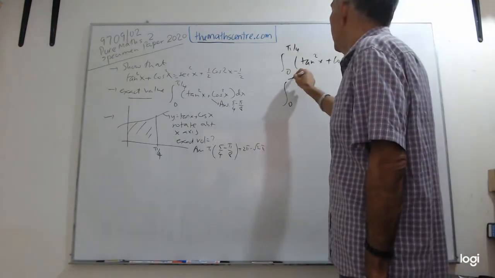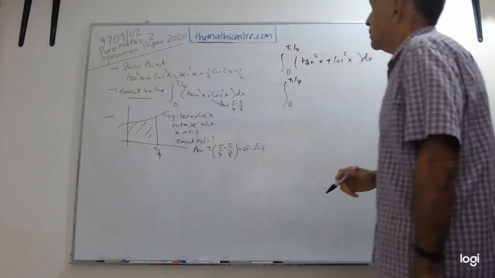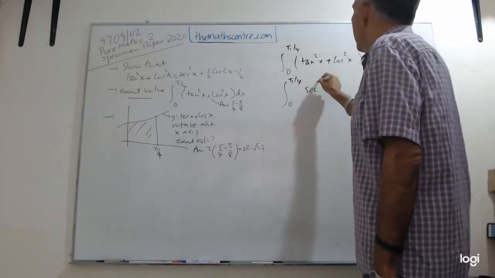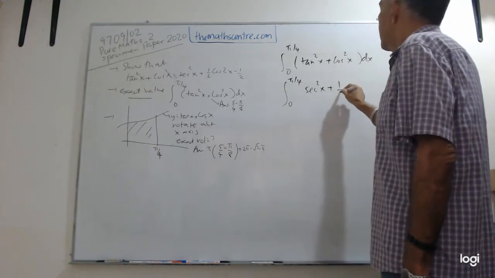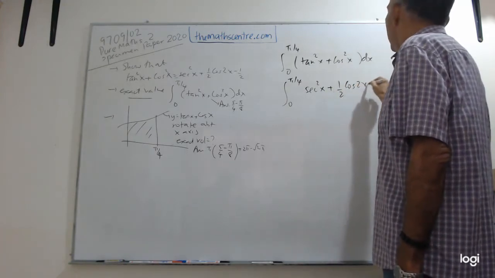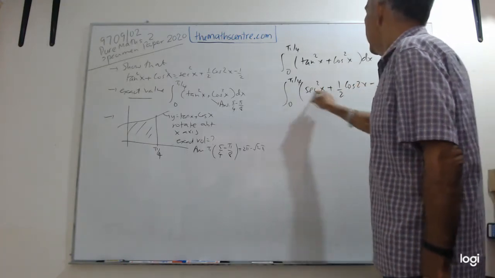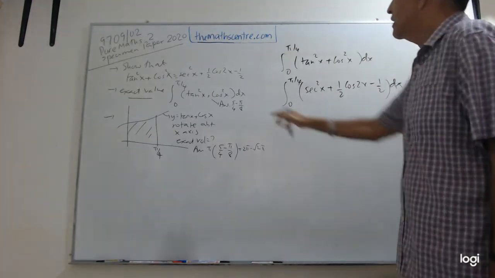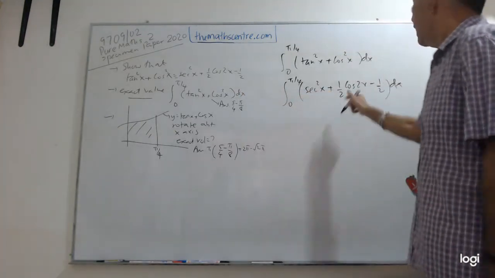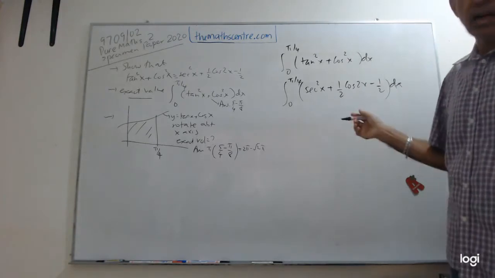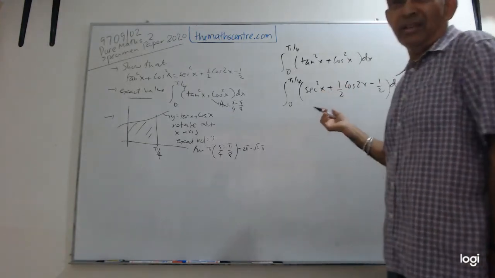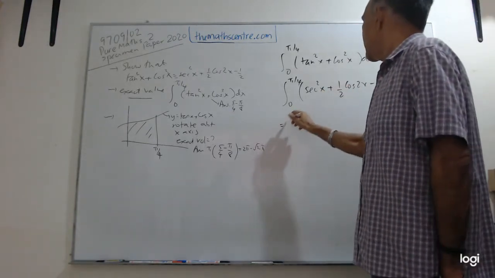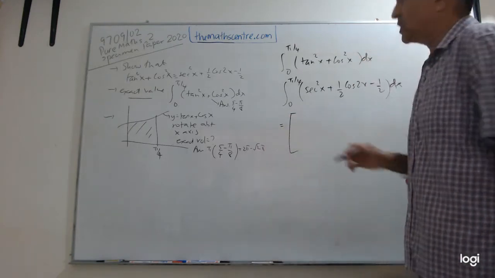So 0 to pi over 4, what is tangent squared plus cos squared? We have secant squared x plus half cos 2x minus half dx. Did I copy everything correctly? Secant squared x plus half cos 2x minus a half. Okay, this is easily integrated. So let's do the integration, and then I'll let you finish the problem.